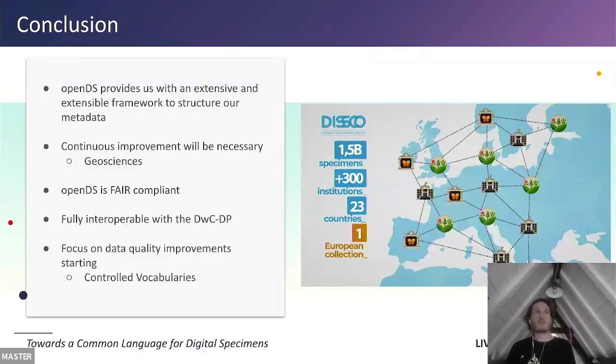I hope that I've shown that openDS provides us with this extensive and extensible framework. We know that we need to make improvements. I'm really looking forward to the publication of the mineralogy extension and the work that has been going on there, so that we can better include all the information from the biodiversity specimen. OpenDS is FAIR compliant and fully interoperable with the Darwin Core Data Package, as we're using the same Darwin Core conceptual model as our basis.